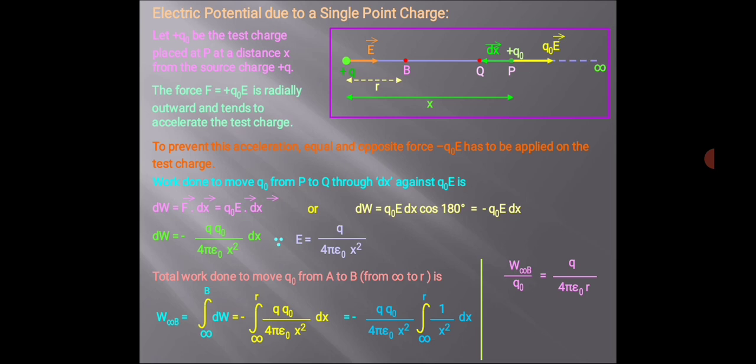Electrostatic potential is work done upon charge moved. So we divide this expression by Q naught. So we get it as Q upon 4 pi epsilon naught R, and that is the final expression for electrostatic potential due to a single point charge.